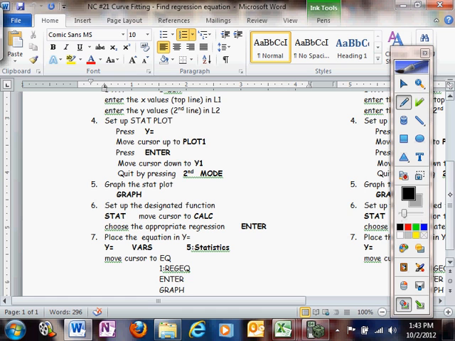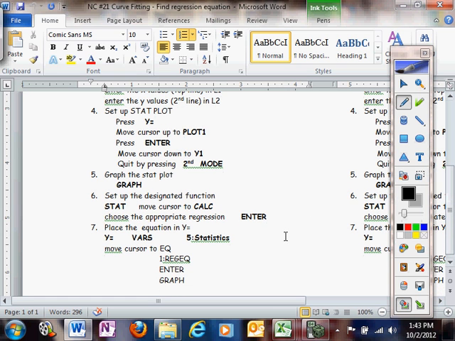And then finally, very important, putting the equation in Y equals, and there are 2 ways of doing it. First, you can simply type it in after the calculator gives it to you, or you can go through these little steps here and it'll put it in Y equals for you. So let's look at an example, and let's go through this note card and see if we can apply this.